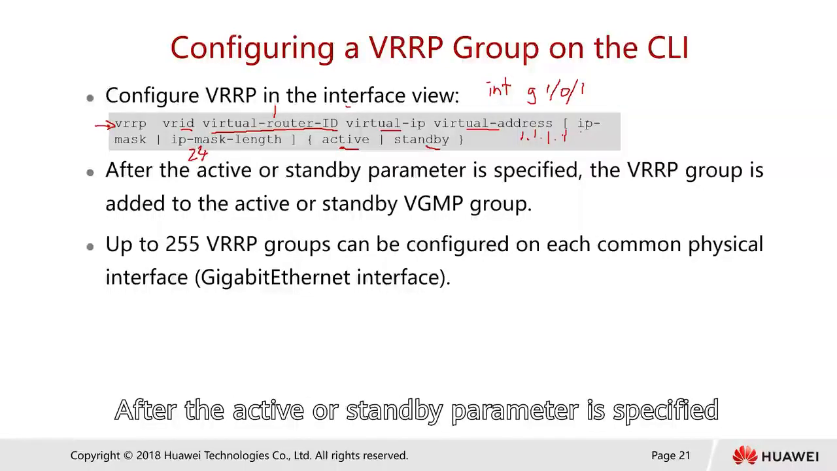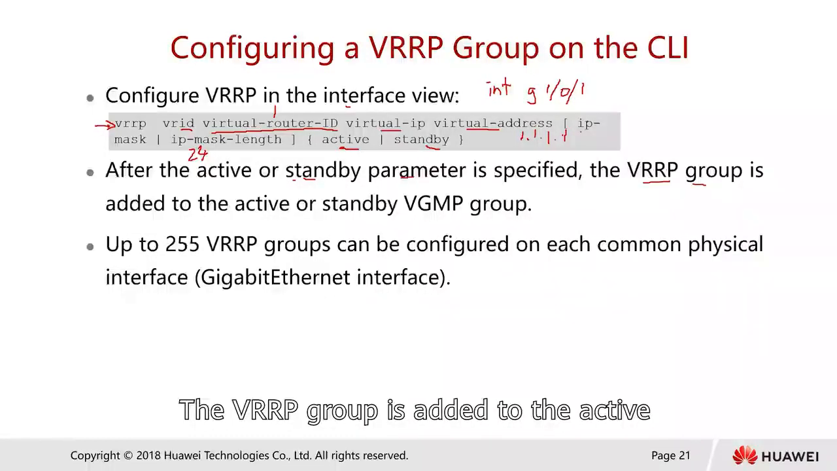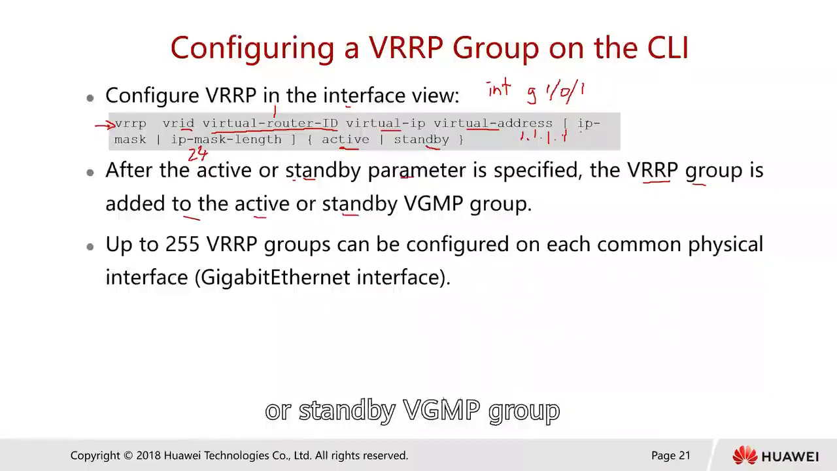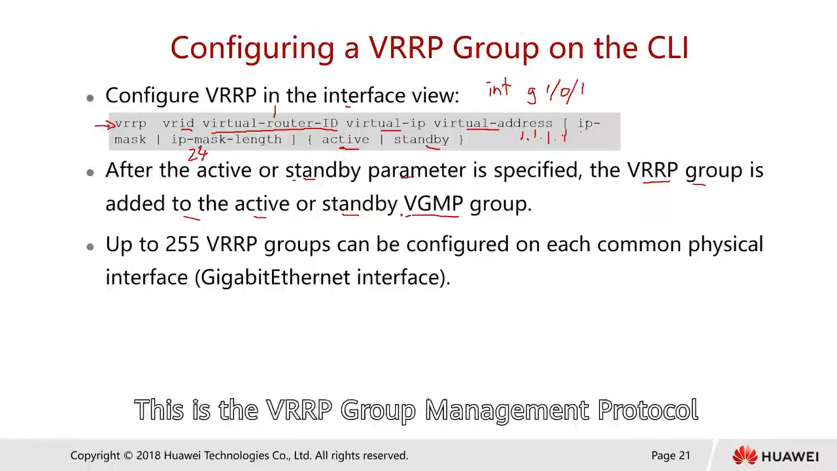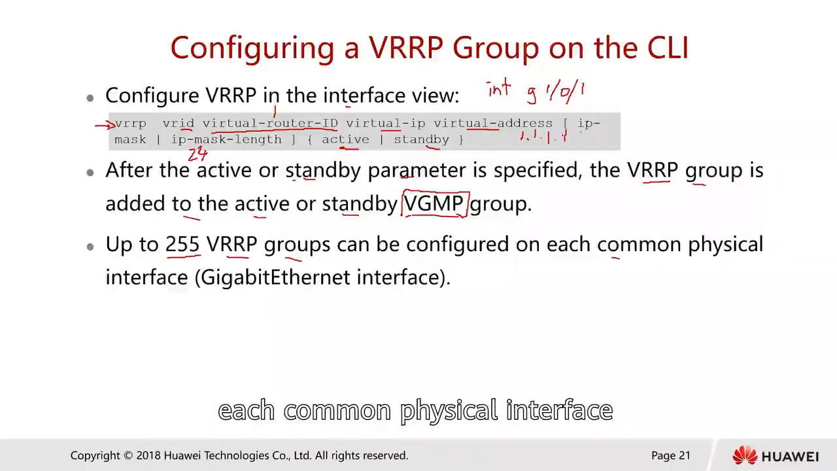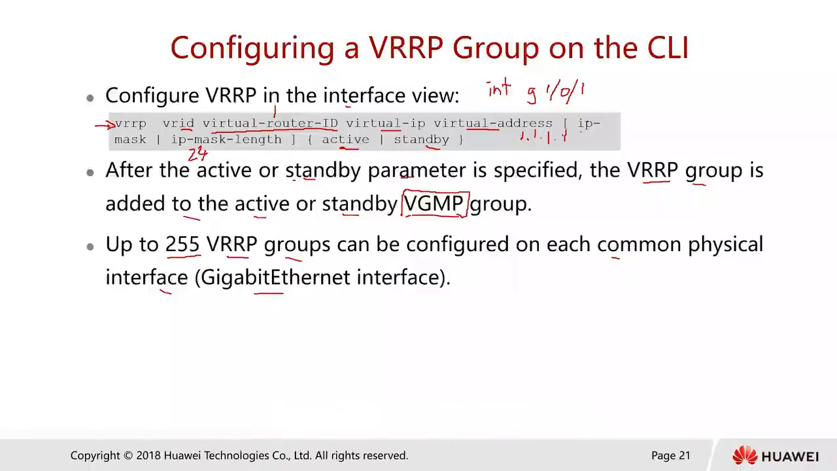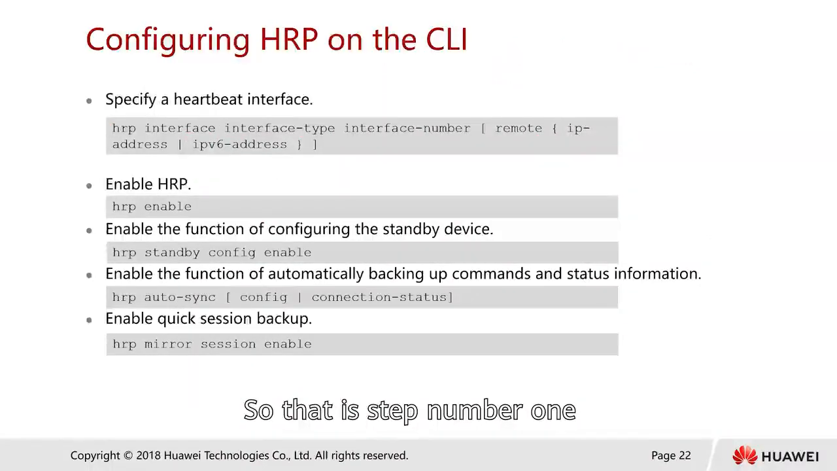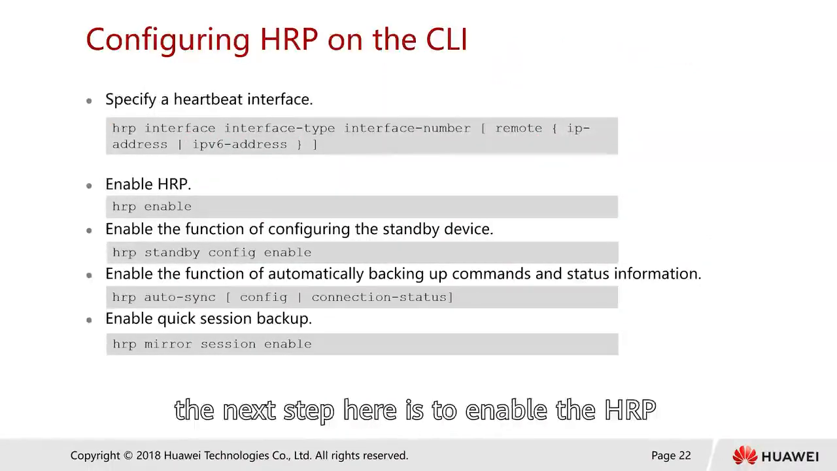Okay, after the active or standby parameter is specified, the VRRP group is added into the active or standby VGMP group. Remember VGMP? Yeah, so this is the VRRP group management protocol. Now we can have up to 255 VRRP groups configured on each common physical interface, for example the gigabit interface. Okay, so that is step number 1.